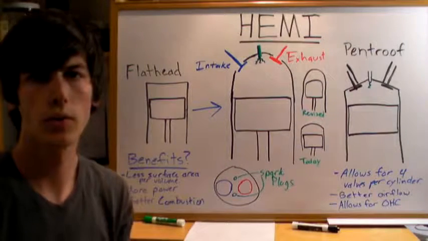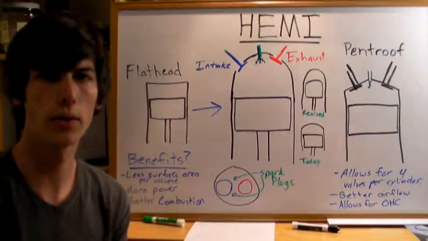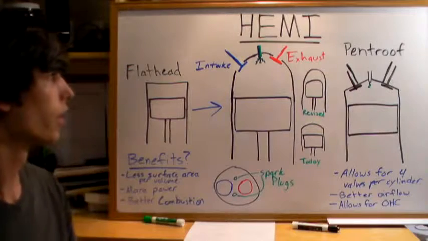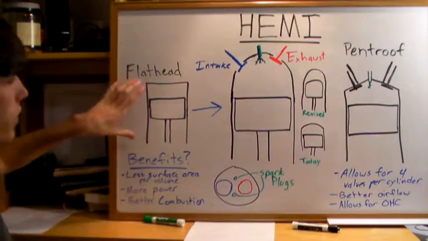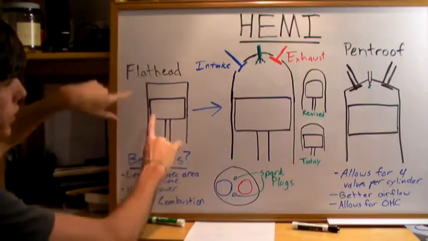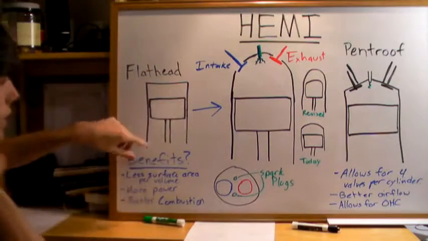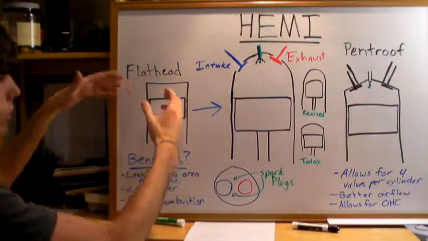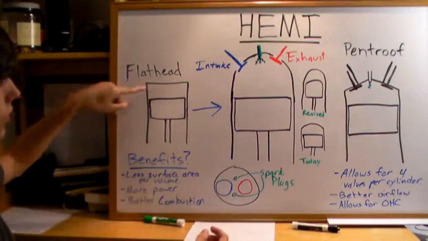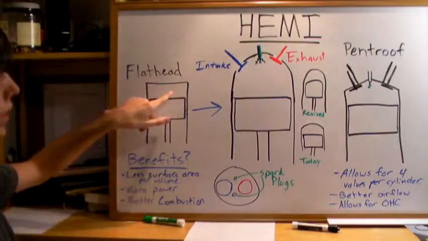I received a request to explain Hemi engines and how they're different from any other engine. In the early 1900s, most engines had a piston cylinder design like this. It was called a flathead design, and the bad thing about it was that there was a small amount of volume and a large surface area within the cylinder head.